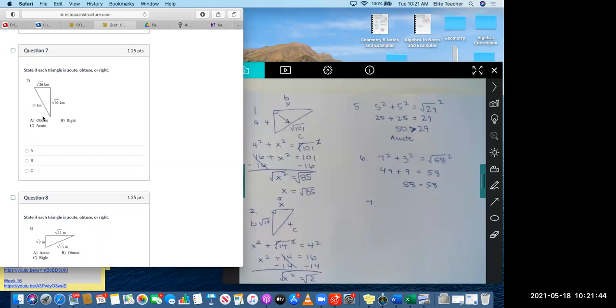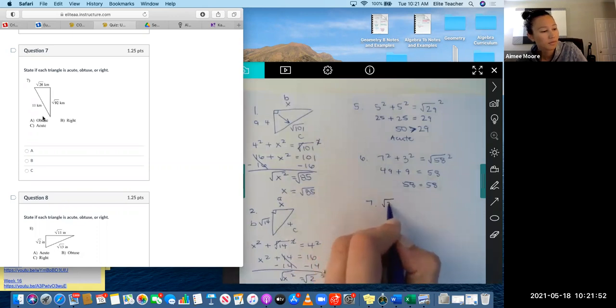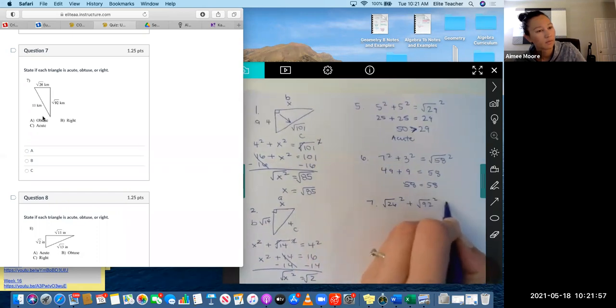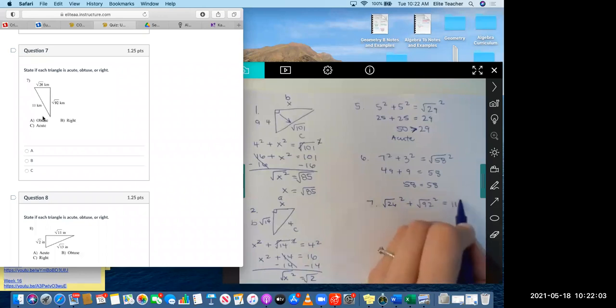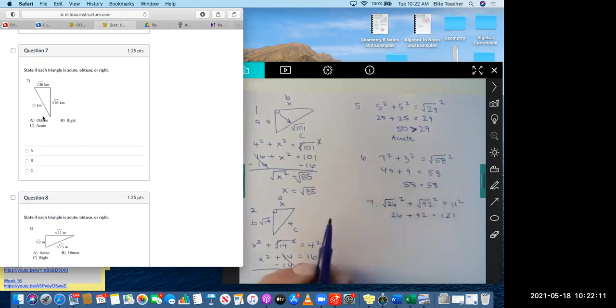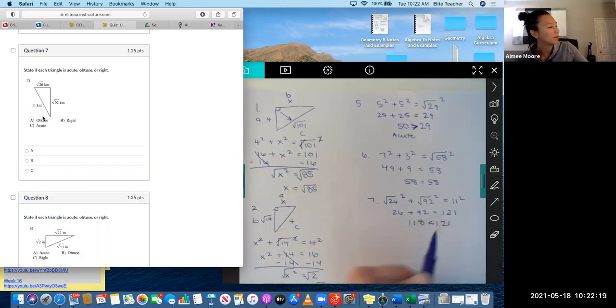Would it be an obtuse angle? I don't know. What did you get? Okay, I did 26 squared plus 92 squared, and then equals 11 squared, sorry. And then you get 26 plus 92 equals 118, right? Yeah. And then I got 118 and then 121, which is less than 121, which means it's an obtuse. Yes. Very good.